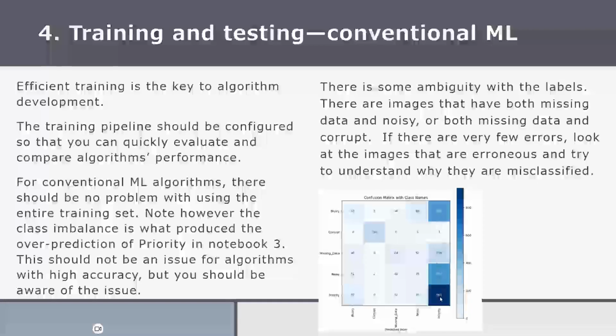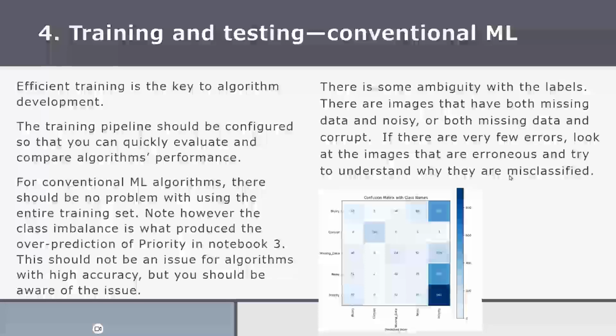Another thing I do think you need to watch out for is something I mentioned before. There's some ambiguity with the labels. There's some images that have both missing data and noisy, or both missing data and corrupt. So you might want to look at your confusion matrix. You might want to look at the actual images that are misclassified and see if there was some problem with those images. And maybe your algorithm is fine, but the labeling is problematic. Okay, so always look at your data, look at your results, look and see what's actually going on with the actual images.